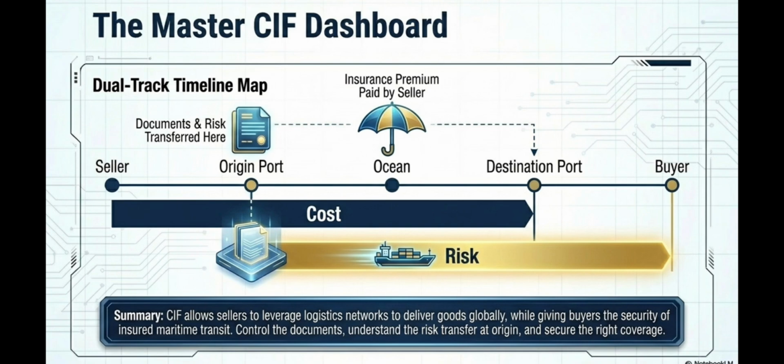This slide shows the sale process. The seller pays the cost and insurance to the destination port, but the risk is transferred at the port of origin when the goods are loaded. Documents are transferred at a point that allows the buyer to claim the goods. In summary, CIF gives clarity to the buyer while the seller manages transport and insurance.